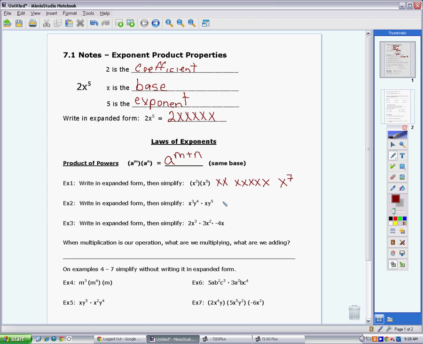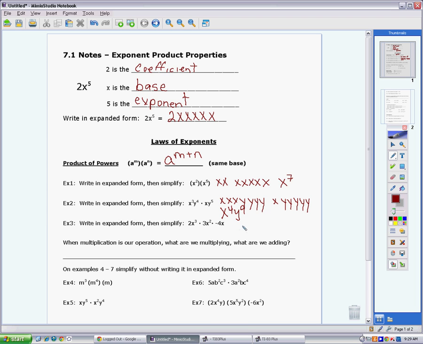Number 2, I have 3 x's, 1, 2, 3, and 4 y's, 2, 3, 4. And then I have 1 x and 5 y's. Well, when I multiply these all back together, I've got 1, 2, 3, 4 x's now. So I have the 3 plus the additional 1, and I get x to the 4th power. And then I have these 4 that I've multiplied together, and now I'm multiplying another 5. So 4 plus 5 is 9. So I'm adding the exponents together. 3 plus 1 was 4. 4 plus 5 is 9.